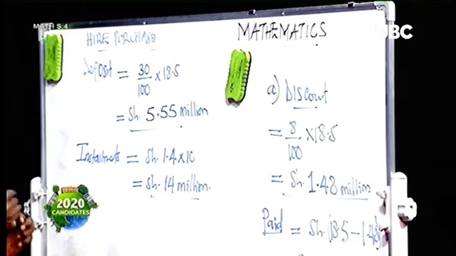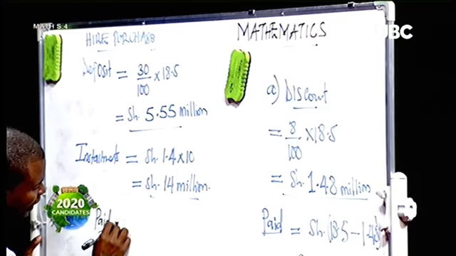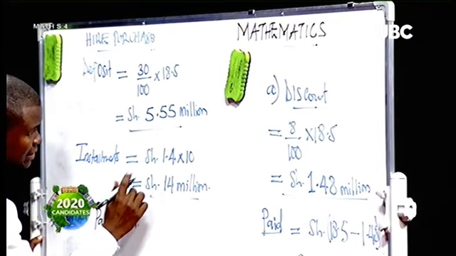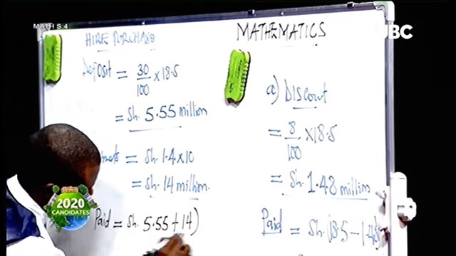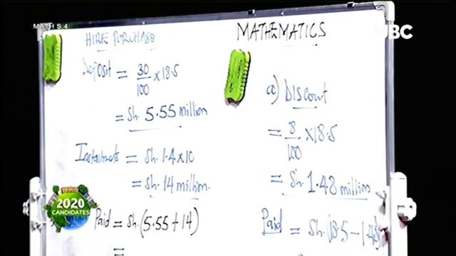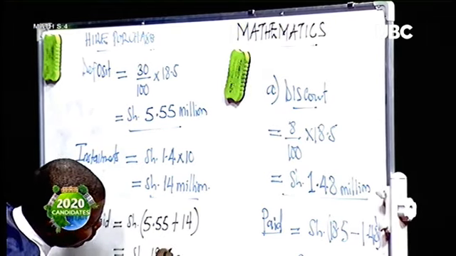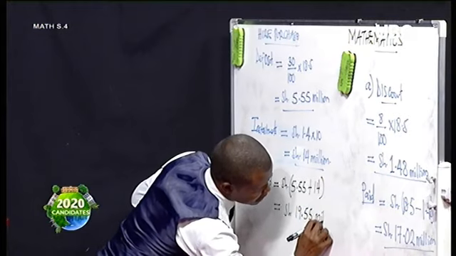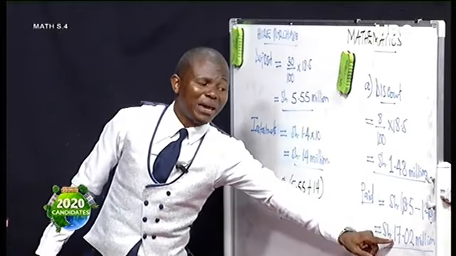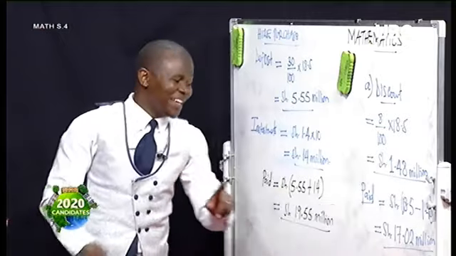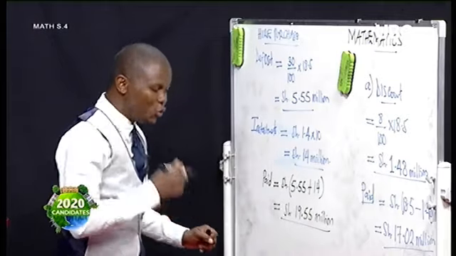We will say therefore that Mr. Abaho in this case paid shillings deposit plus installment, which is 5.55 plus 14. When you add 5.55 to 14, you're going to have shillings 19.55 million shillings. So that means Mr. Abaho, instead of paying 17.02 million, he ended up paying 19.55 million. How much money would he have saved?